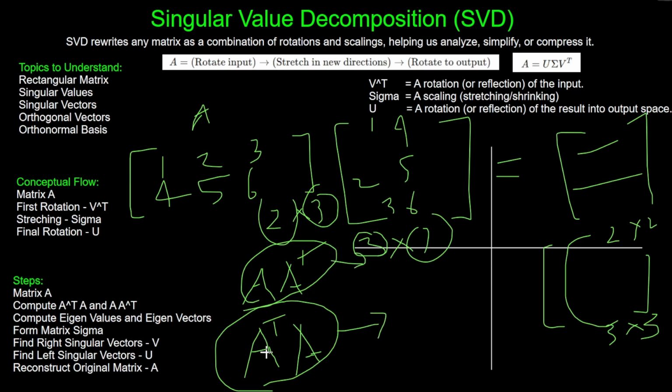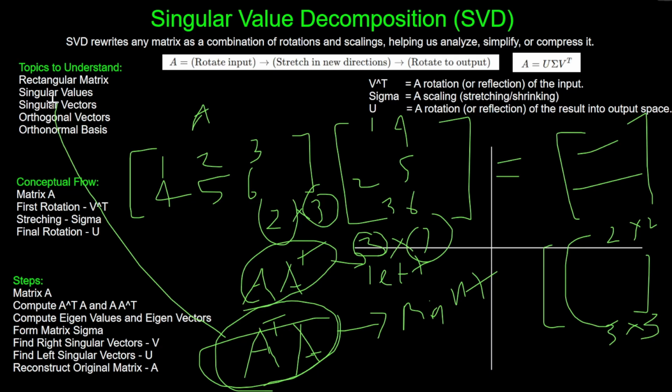This part, the A transpose A, is called the right part in the context of SVD, and this part is called the left part. This is related to the equation, which we will see later, related to the components of the equation. The eigenvectors which we get from this right part are called right singular vectors, and the eigenvectors which we find from the left part are called left singular vectors.